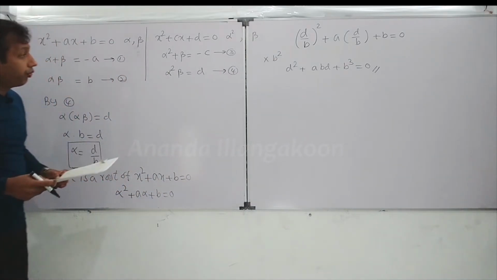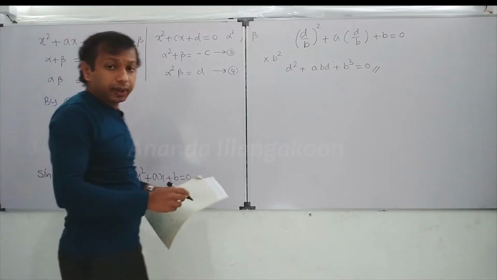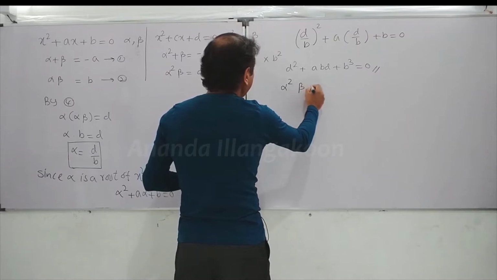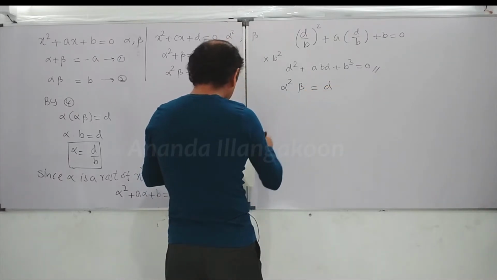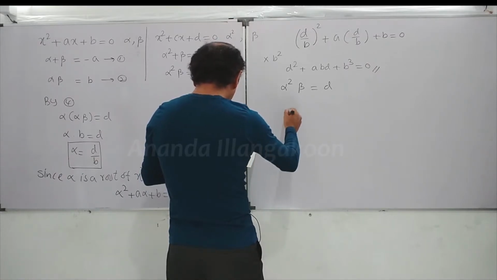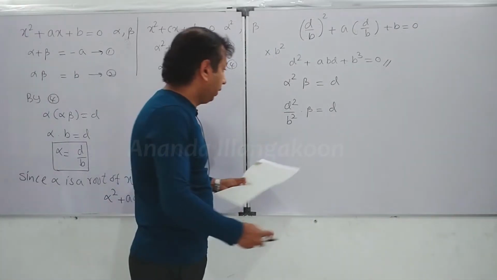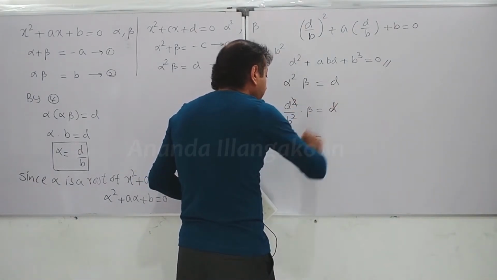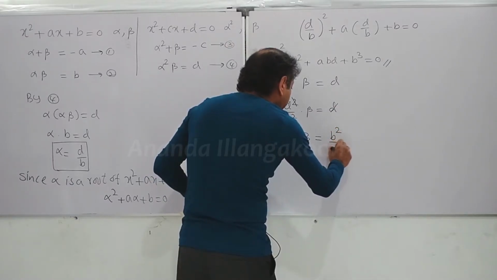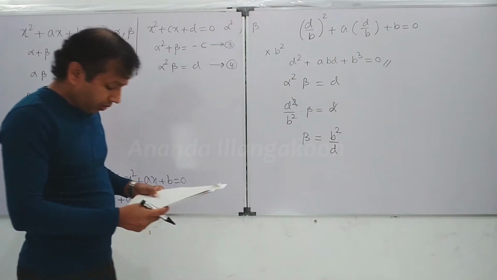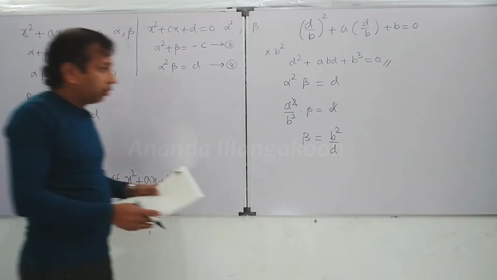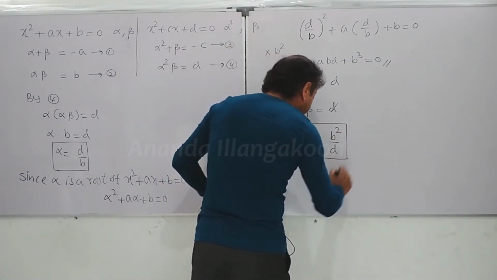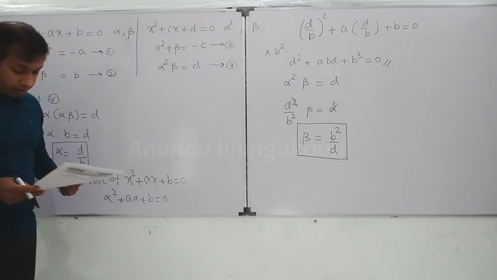Now the second one, I can take again by 4. I can write alpha squared beta is d. This one I can write like this. So then here we can equate beta. One d you can cancel with this d. Then we get b squared upon d. Right. Now the beta root we found is b squared upon d.